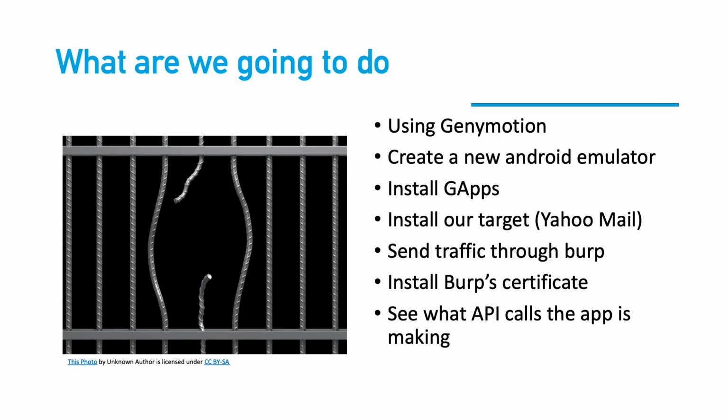So what are we going to do in summary? We're going to use something called Genymotion to manage our emulators. You don't have to use this piece of software. I just like it because it's what I'm used to. If you're not used to it, you can use something else. We're going to create a new Android emulator. We're going to install the Google apps, so the Play Store. We're going to install our target, which is Yahoo Mail. We'll send the traffic through Burp, install the Burp certificate, and then we'll be able to see what calls the API is making. We're going to have a look and see how Yahoo Mail's API actually works.